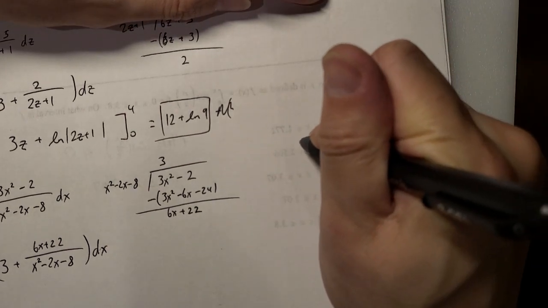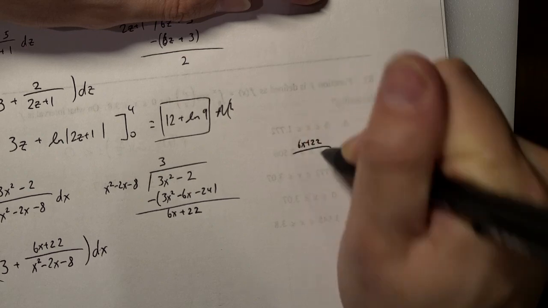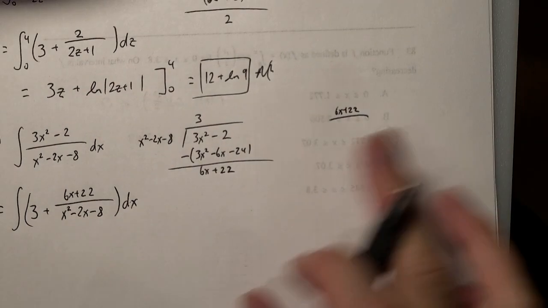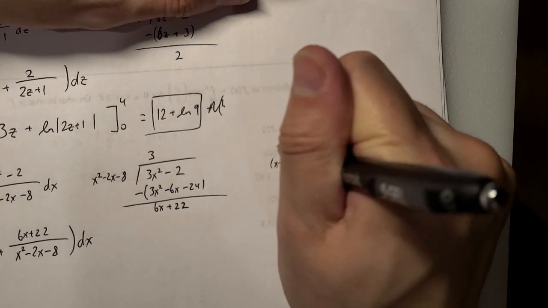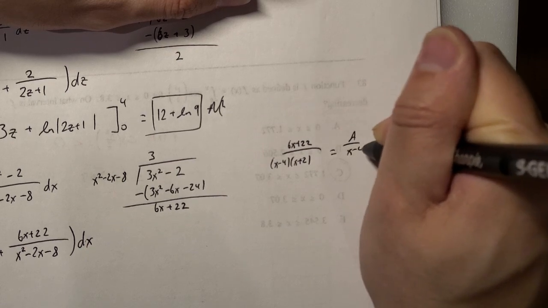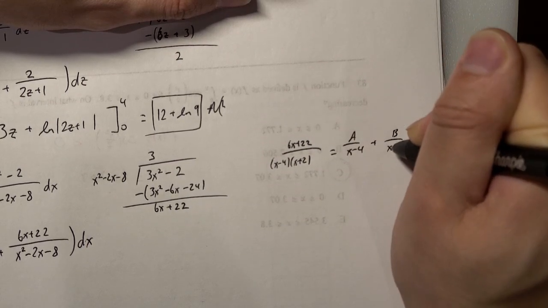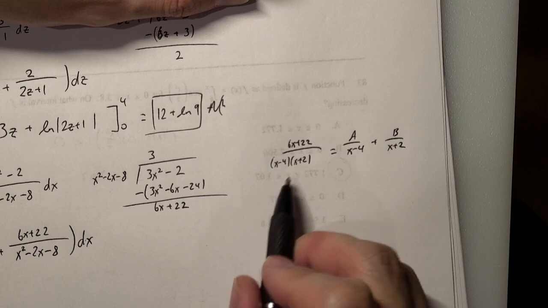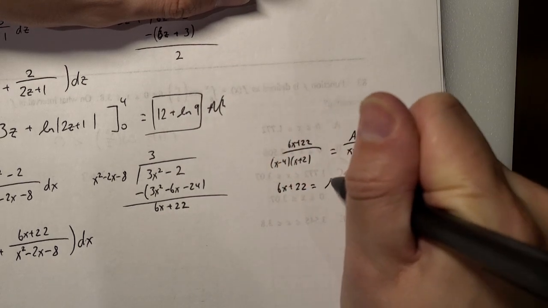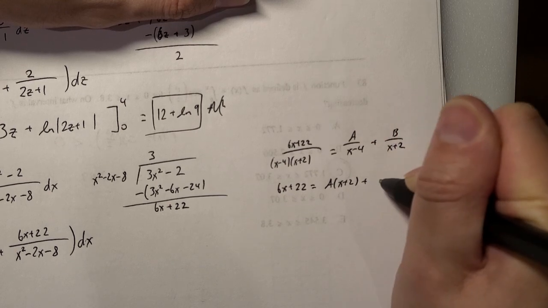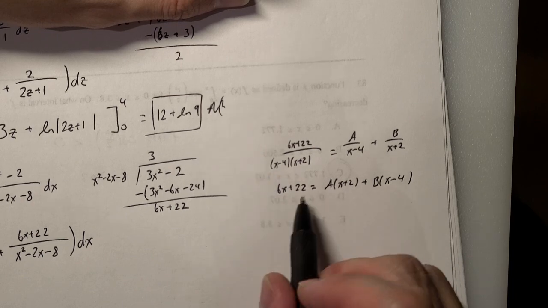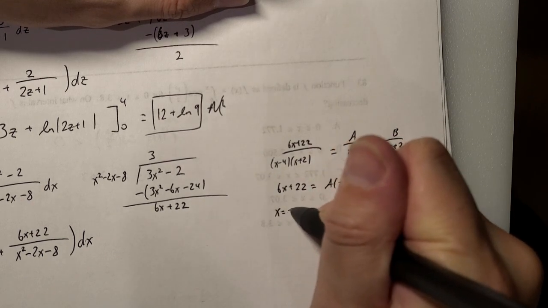So it would be 6x plus 22 over, how do we factor the bottom? It will be x minus 4, x plus 2. It's equal to a over x minus 4 plus b over x plus 2. Multiply both sides by the denominator. 6x plus 22 is a times x plus 2 plus b times x minus 4. You plug in easy numbers like x is negative 2.